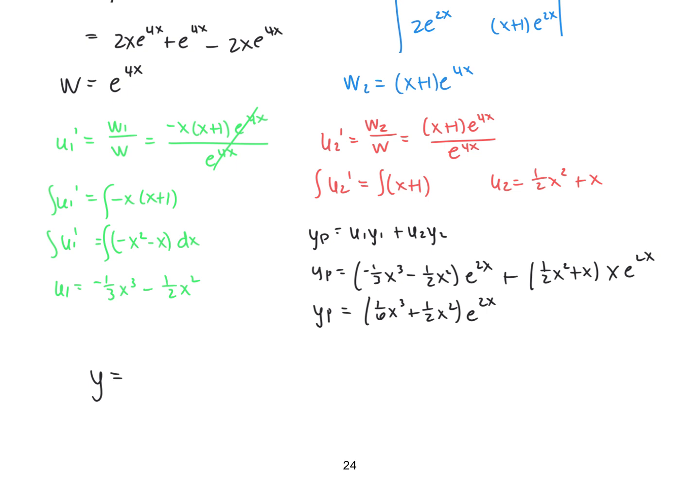And now finally, where that gets us is our general solution. Our general solution is going to be the sum of the complementary and the particular solutions. So our general solution is going to be c1 e to the 2x, add c2x e to the 2x, add 1/6 x to the 3rd, add 1/2 x squared e to the 2x. Now, if we had used annihilation instead, we would get the same answer. So that was the method variation of parameters. Let's take a look at one more example together.